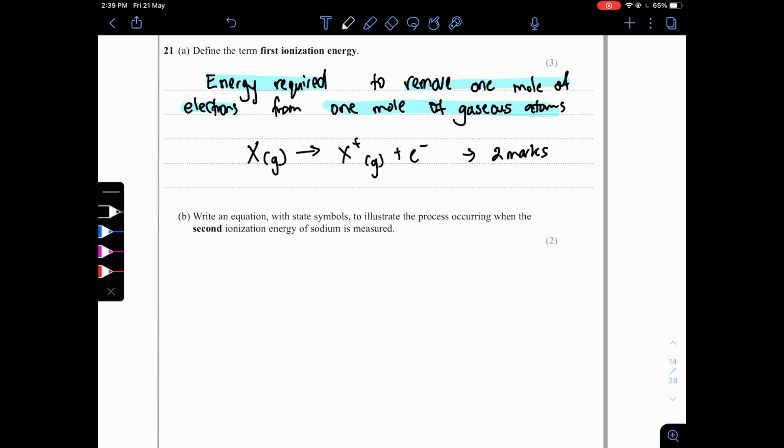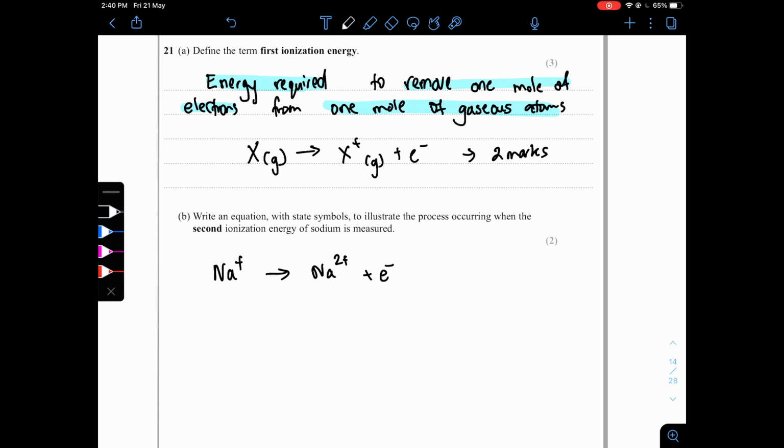Write an equation with state symbols to illustrate the process occurring when the second ionization energy of sodium is measured. So that's going to be what? That's going to be the second ionization energy. So we already have first, so we already have Na plus, right? This goes to Na 2 plus, plus e minus.